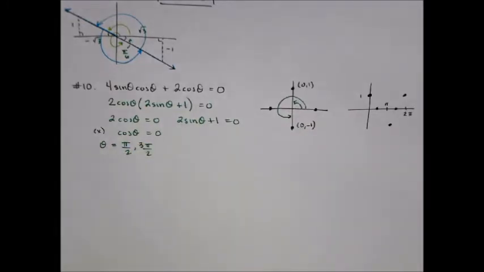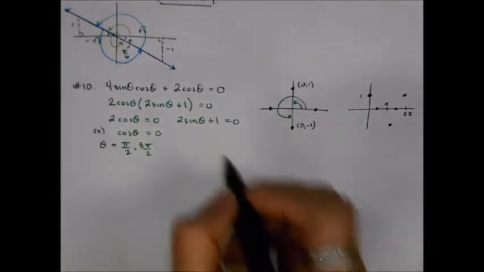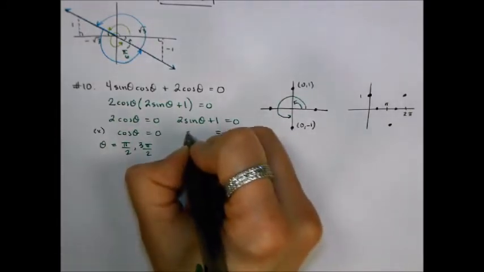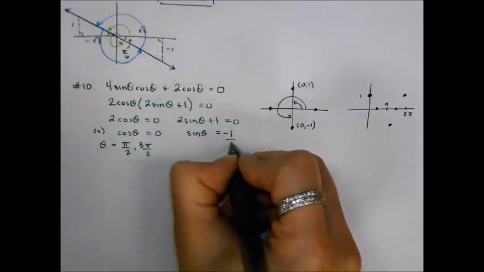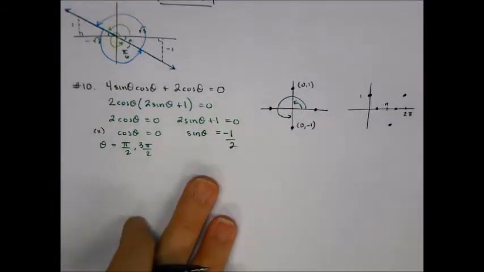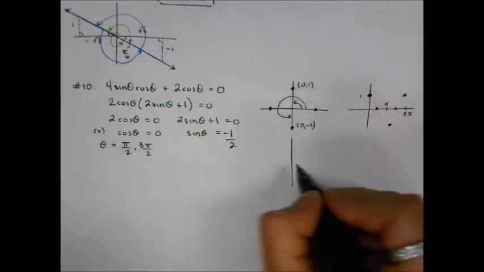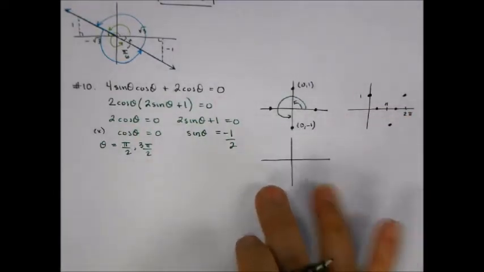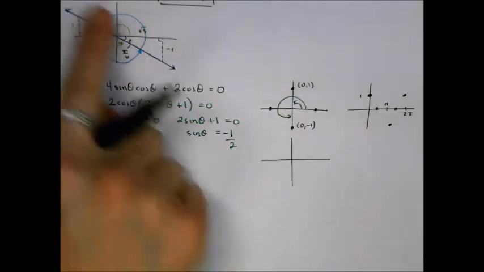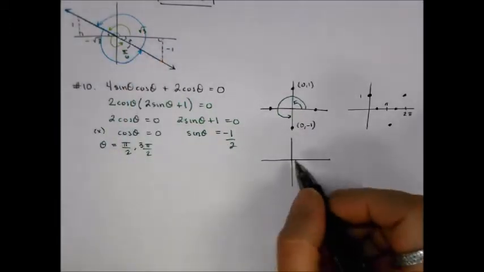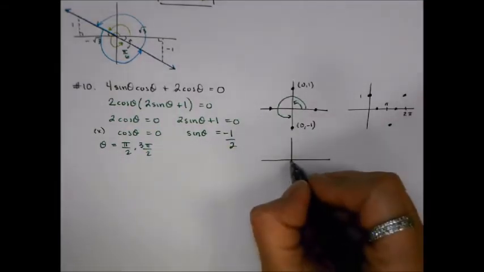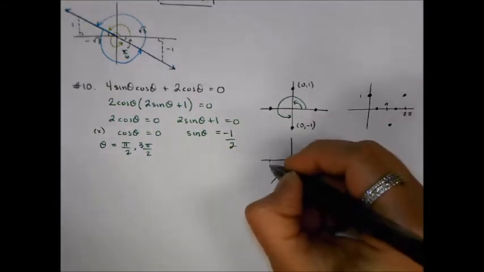For the second equation, we subtract 1 and then divide by 2. So we're looking for where sine is negative. So in what quadrants is sine negative? So that would be quadrants 3 and 4. So these are next to one another rather than across from one another. So we're just still going to have the same reference angle, but down in quadrant 3, down in quadrant 4.